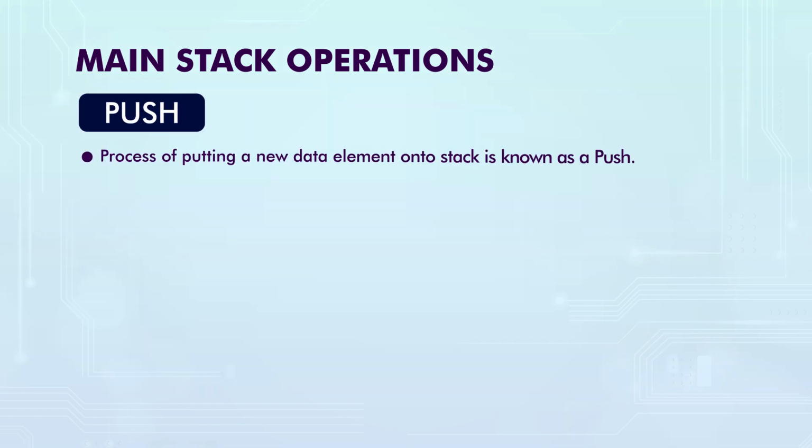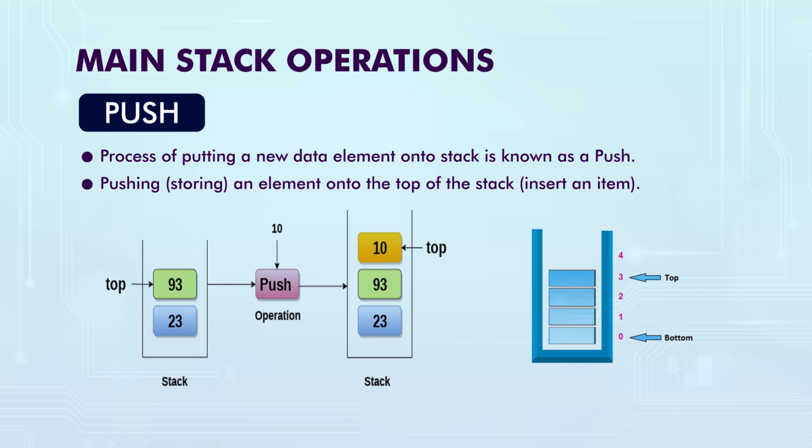Push operation is a process in which the item is inserted at the top position. We can see from this example that we have got two elements and the top is pointing to the top element, and if a new element 10 has to be inserted, first of all the top position has to be incremented, and then at the new top position the item 10 will be inserted.